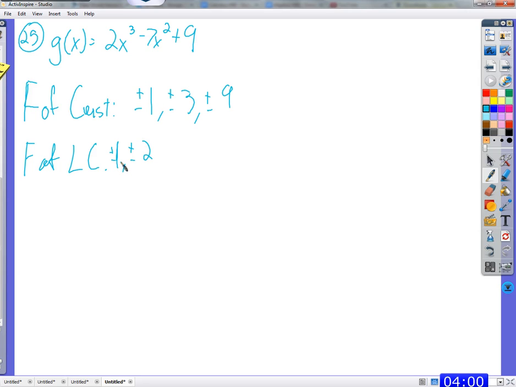This one divided by that one. And that is just going to give us the exact same. And next we go through the same numbers and we put them over 2, all the factors of the leading coefficient. So plus or minus 1 over 2, plus or minus 3 over 2, plus or minus 9 over 2. So there's our list of guesses.